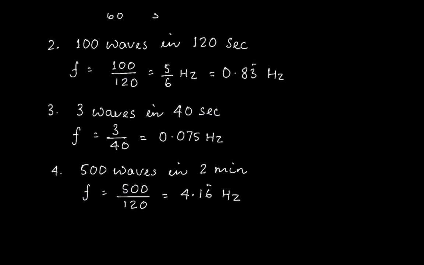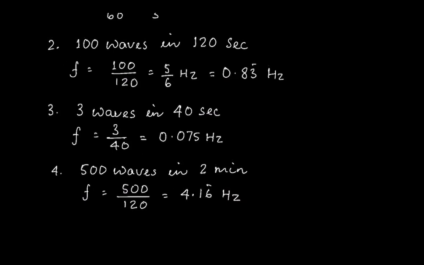Now you have 3 waves in 40 seconds. You need to find how many waves per second. So that would be 3 divided by 40, and that would give you 0.075 hertz.